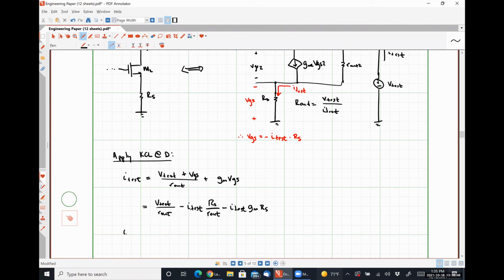This lets us say that I test times 1 plus RS multiplied by GM plus 1 over R out is equal to V test divided by, I'll give you guys a minute to write this down because I know when I go to the next page, you're not going to be able to see it. We good? All right.